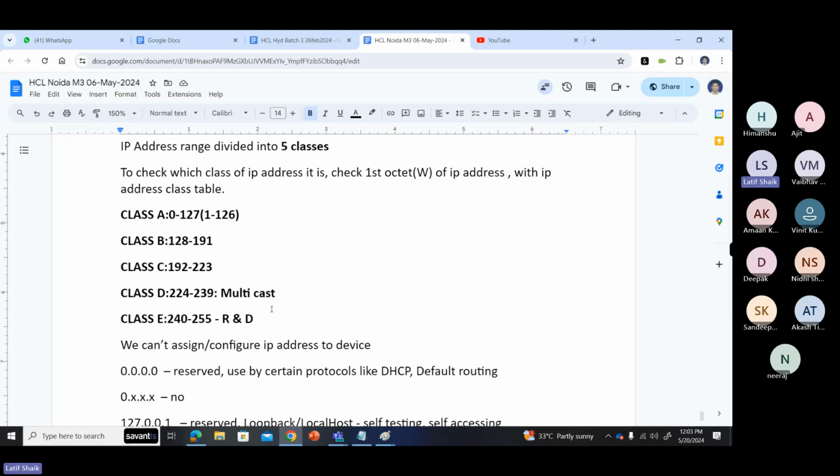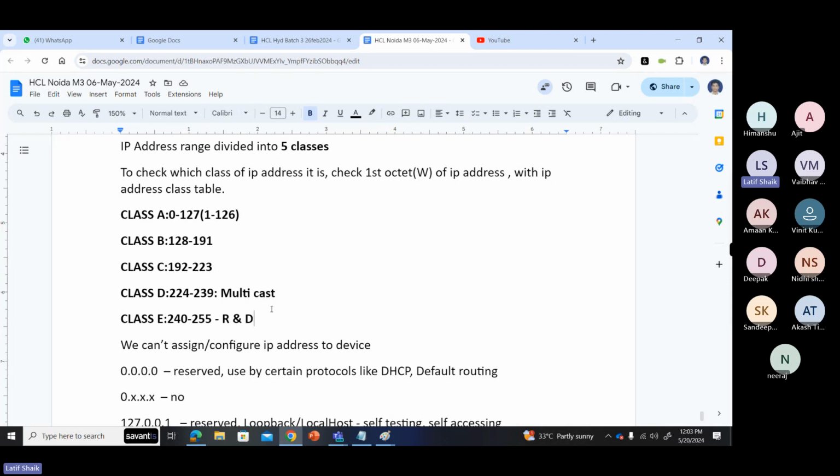Class D 224 to 239 is a multicast address. What is meant by multicast address? It will only communicate between certain devices, like a group communication. For example, if I send a message to your WhatsApp group, the message will go within the group only. All the group members are able to see the message, right? The same way it is a multicast.